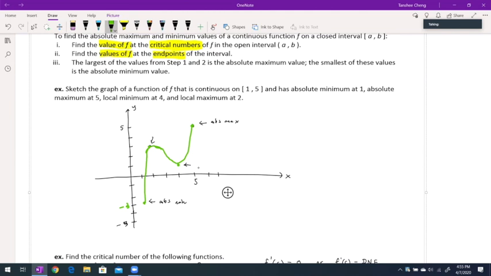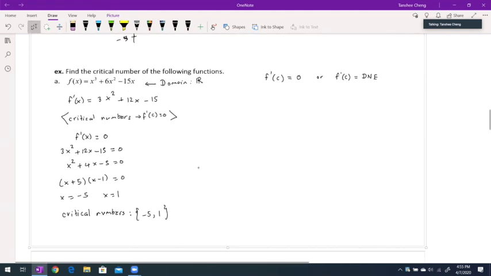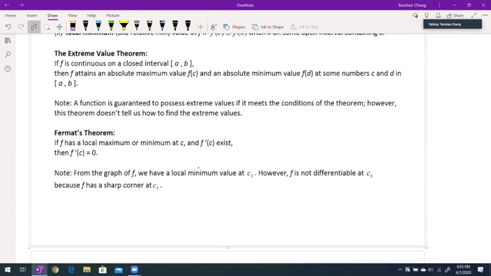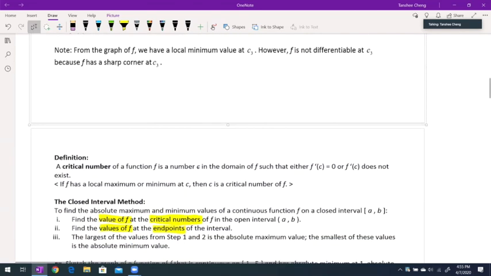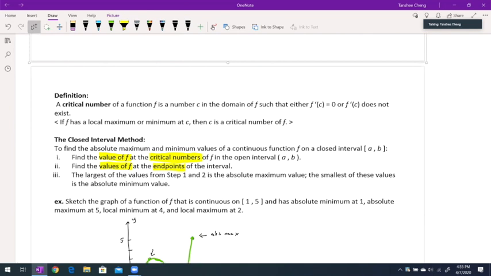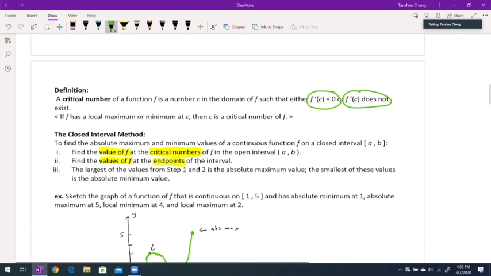All right. So the next thing that we're going to be looking at is how to find the critical numbers. Because remember that for a critical number, the important thing is what? A critical number is the value of C that gives you f prime of C is equal to 0 or f prime of C is not defined, does not exist.